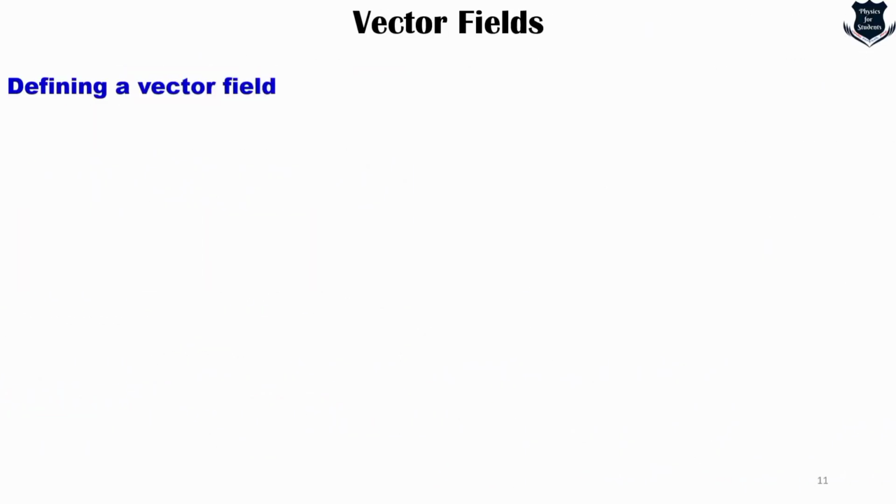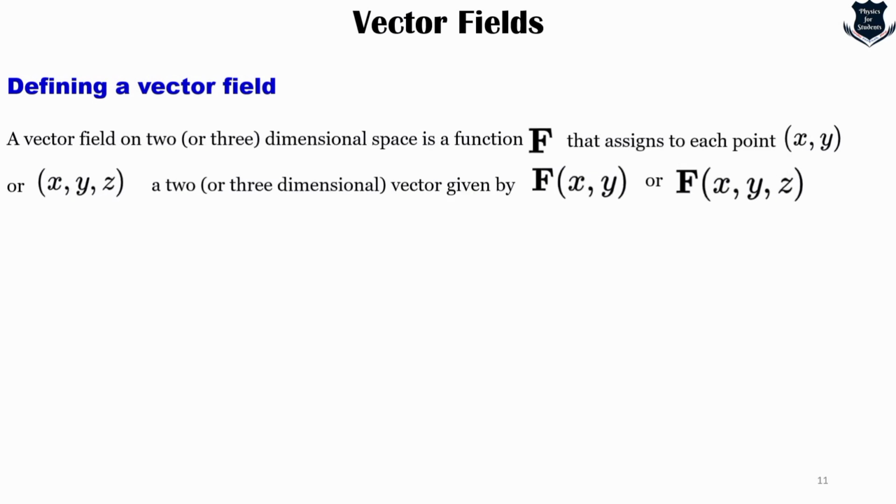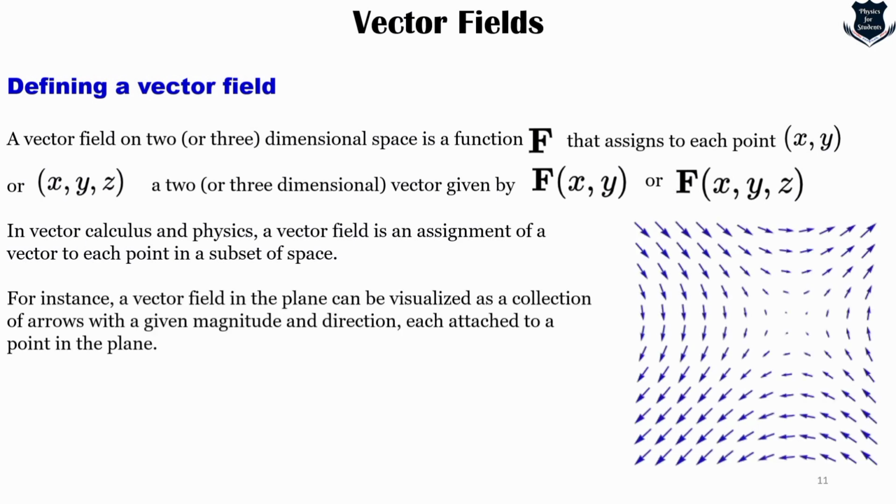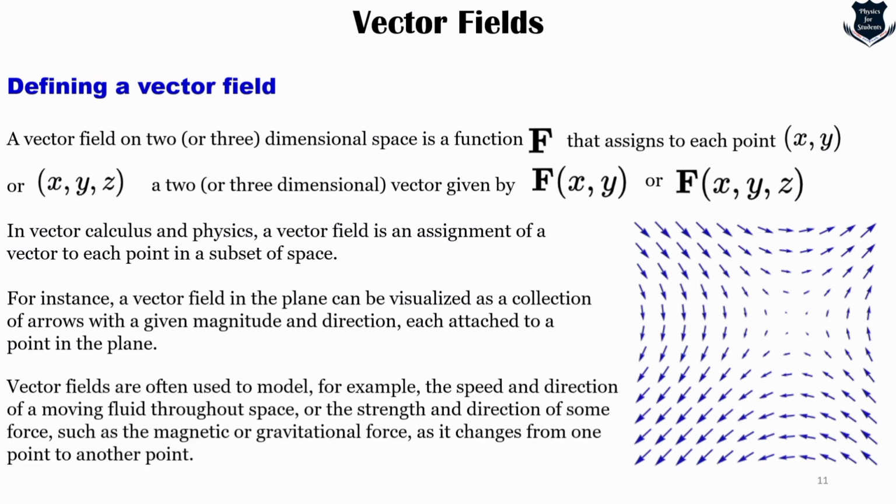Okay. Now we want to define a vector field. Quite easy. A vector field on 2 or 3 dimensional space is a function F that assigns to each point (x, y) or (x, y, z), for 2 or 3 dimensions, a vector given by F of x, y or F of x, y, z. In vector calculus, this is very important because it assigns a vector to each point of a subset of space. As an example, a vector field in the plane can be visualized as a collection of arrows, each attached to a point in the plane. Vector fields are often used to model, for example, the speed and direction of a moving fluid or the strength and direction of some force.